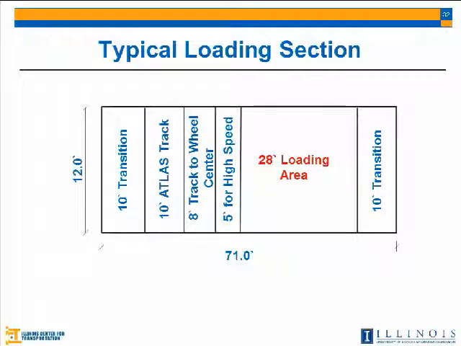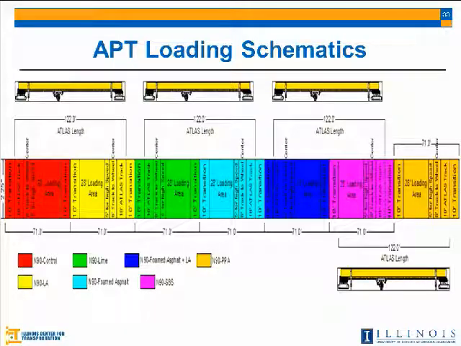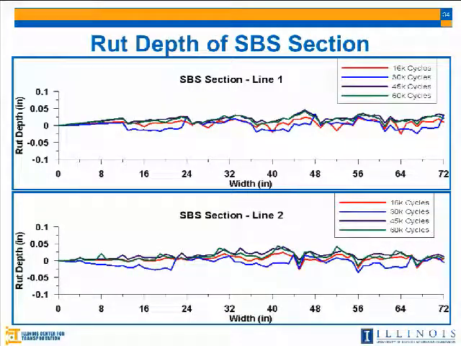Here is a typical loading section, 71 feet. Those are the 28 feet that we are interested in. Here is the schematic for all of the 7 mixes lying beside each other, starting from the control, finishing with the PPA mixture. Here are the results from the SPS section. Line 1 and line 2. Those 2 lines fall in the 28 feet loading area. And as you can see, there is no significant rutting. And we have here the profile from 15,000 cycles, 30, 45, and 60,000 cycles. Similar in the case for line 2.